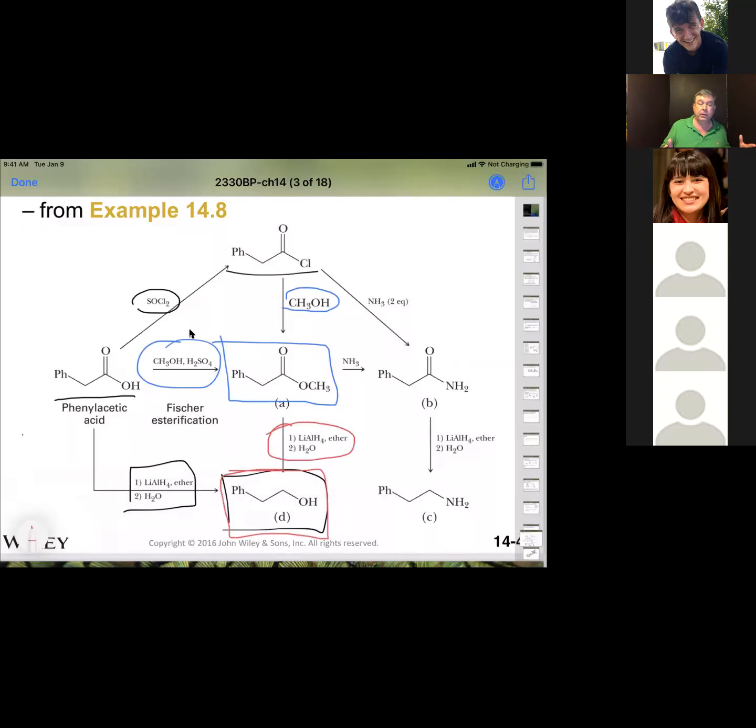Let's say we didn't want the primary alcohol. We wanted to get an amide. Well, let's go ahead and convert our ester to an amide, and then we can convert our amide to an amine. Okay, so from one starting material, we've gone through all but the anhydrides of the carboxylic acid derivatives to get multiple unique products: acid chloride, ester, amide, amine, or alcohol. All right, questions?